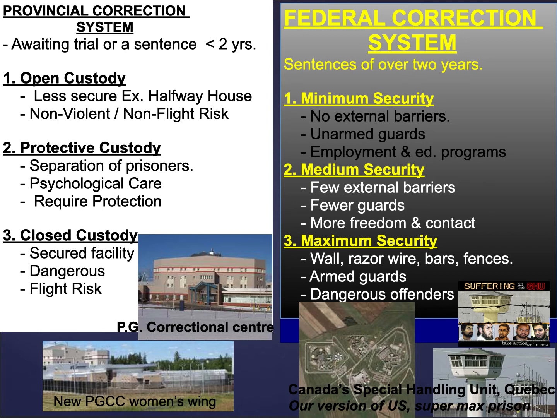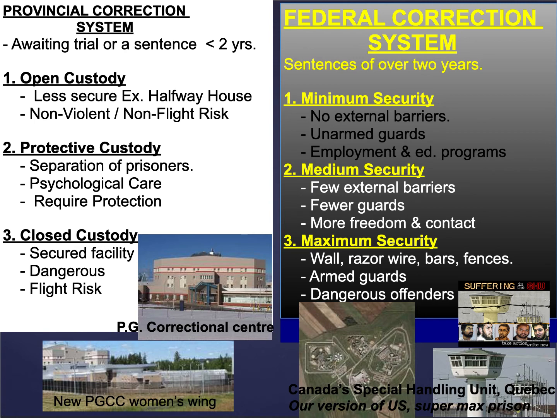Once that's done, then you have the federal system. And in the federal system, like the provincial, there are three different levels. The federal system is used for sentences that are 2 years or more. A minimum level security prison has no exterior barriers like walls or towers. The guards usually tend to be unarmed. Those who are put into a minimum security prison can actually have jobs. They might have education programs like culinary. They are there only for a short period of time.